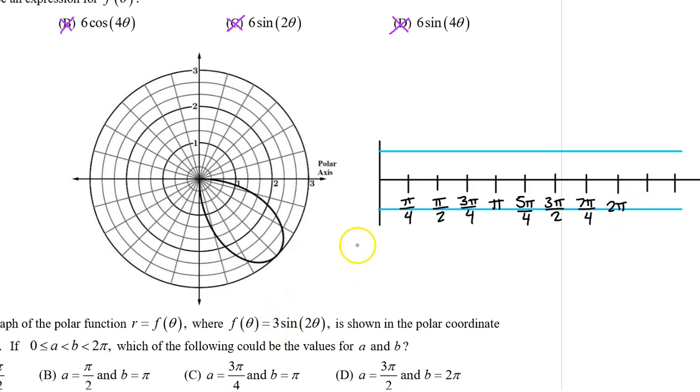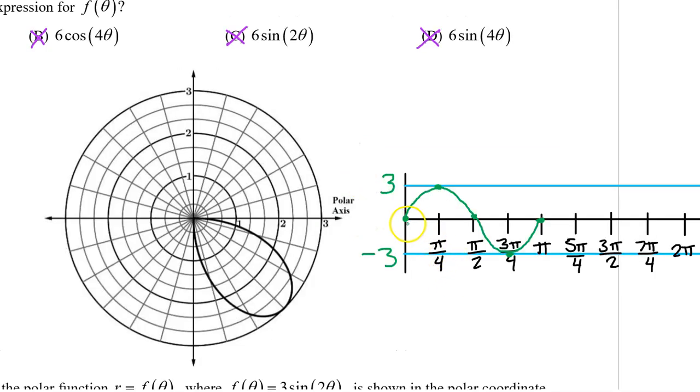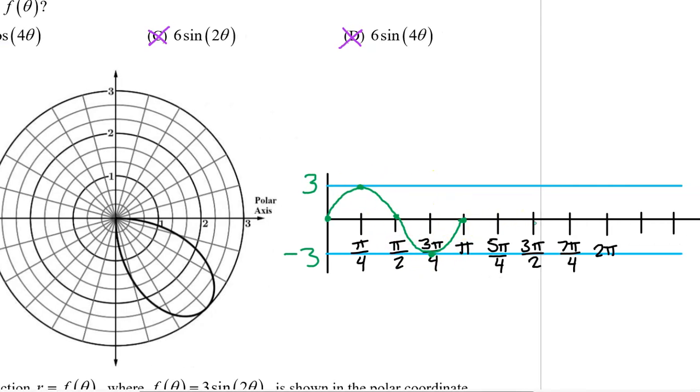The 3 in the front tells us that the amplitude is going to be 3. So we will have a high of 3 and a low of negative 3. We have memorized that one period of the sine function looks like this. I'm going to sketch another period because I want to go all the way from 0 to 2 pi.